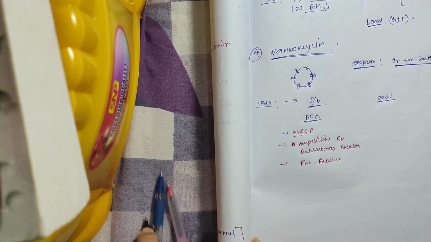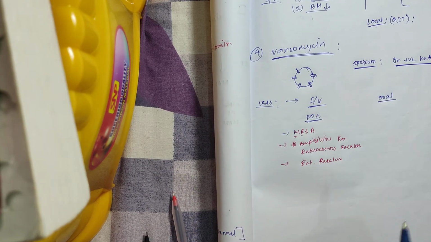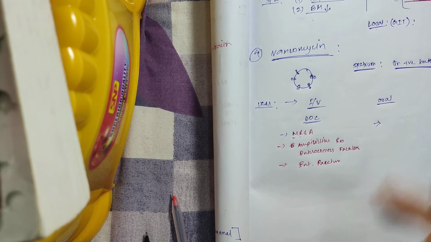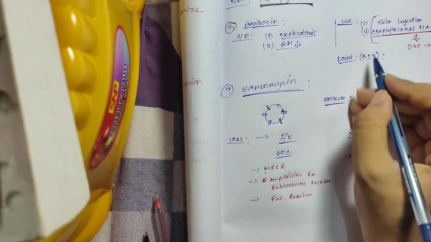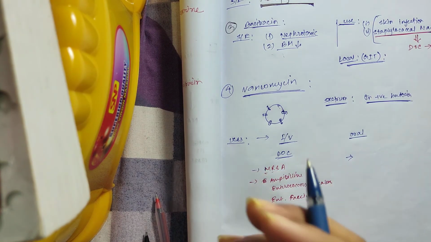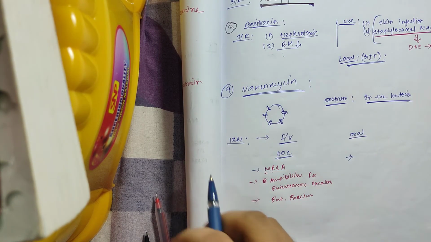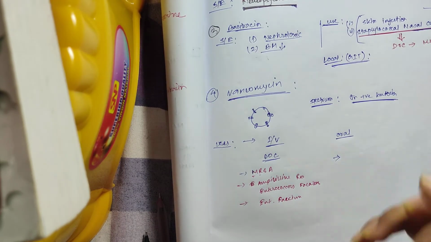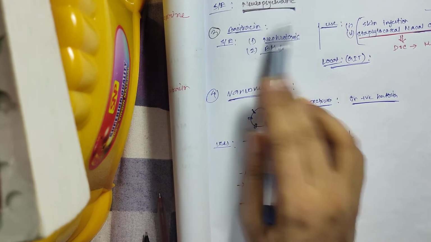And if we use it through the oral route, I have already told you that in case of pseudomembranous enterocolitis, we use the drug vancomycin, and if there is resistance against vancomycin, then we can use this drug, that is bacitracin.